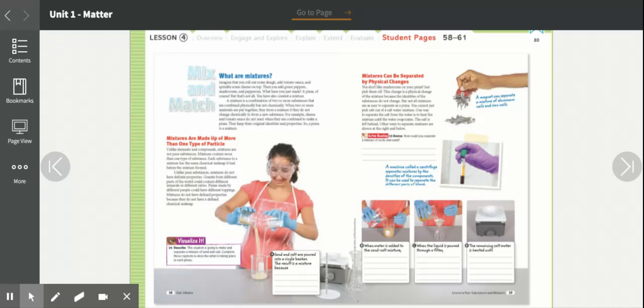Granite from different parts of the world could contain different minerals in different ratios. Pizzas made by different people could have different toppings. Mixtures do not have defined properties because they do not have a defined chemical makeup.